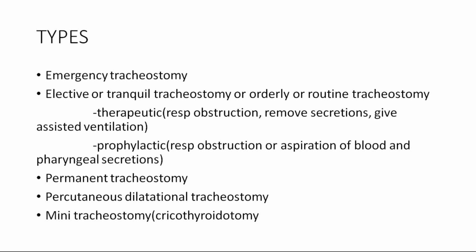What are the types of tracheostomy? It can be an emergency tracheostomy, where we have to go for tracheostomy directly in the emergency setting. In these cases, we can go without any anesthesia, directly, as it is an emergency tracheostomy. Or we can apply local anesthesia and then go for the emergency tracheostomy.